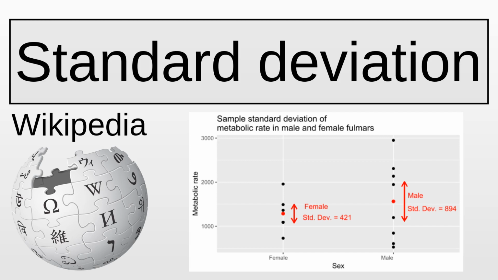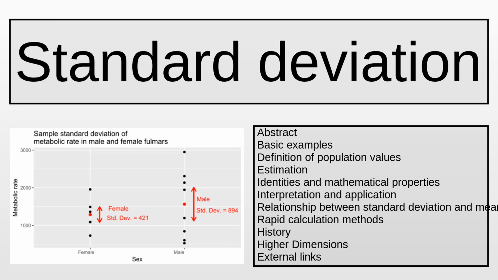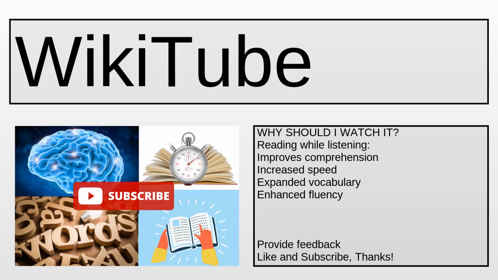Standard deviation. In today's video we'll learn about standard deviation, going through the sections: abstract, basic examples, definition of population values, estimation, identities and mathematical properties, interpretation and application, relationship between standard deviation and mean, rapid calculation methods, history, higher dimensions, external links. This project compresses information gathered from Wikipedia in video format.